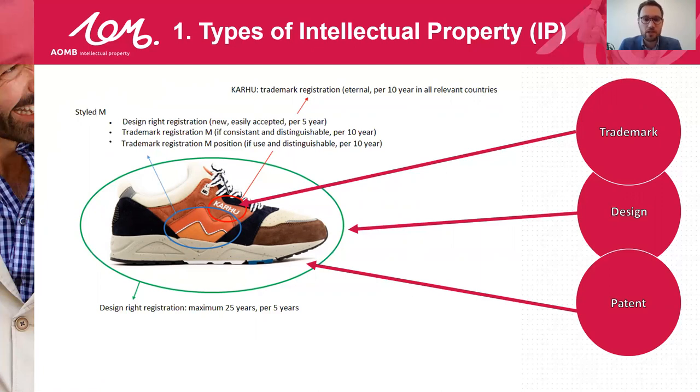And then maybe the sole has some special features. Maybe it has some extra resilience, like the new Nike shoe on which the new marathon record was run. And this can be protected by a patent. So from this example, you see that the rights are not product based, but they are more legal concept based. And depending on the product, you can have several rights if you want.